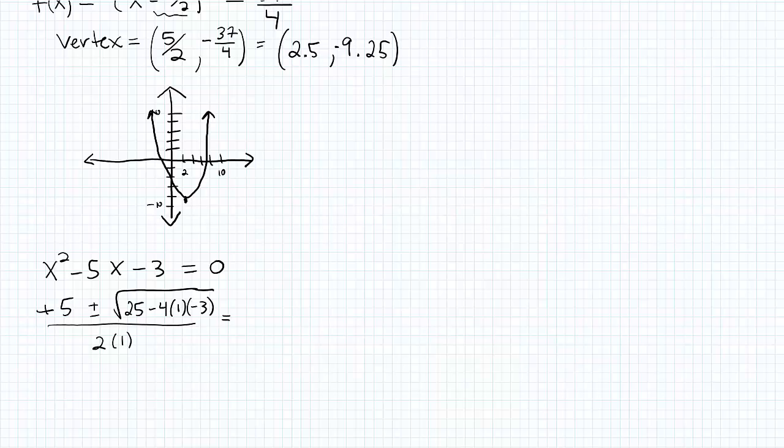And then from there, you'd have 5 plus or minus the square root of, inside the parenthesis, you'll end up having 25 plus 12, right? So 25 plus 12 all over 2. And then, of course, that'll be 5 plus or minus 25 plus 12 is, again, 37. So the square root of 37 over 2. And if you get the decimal versions of those two numbers, that's where those x-intercepts are occurring.